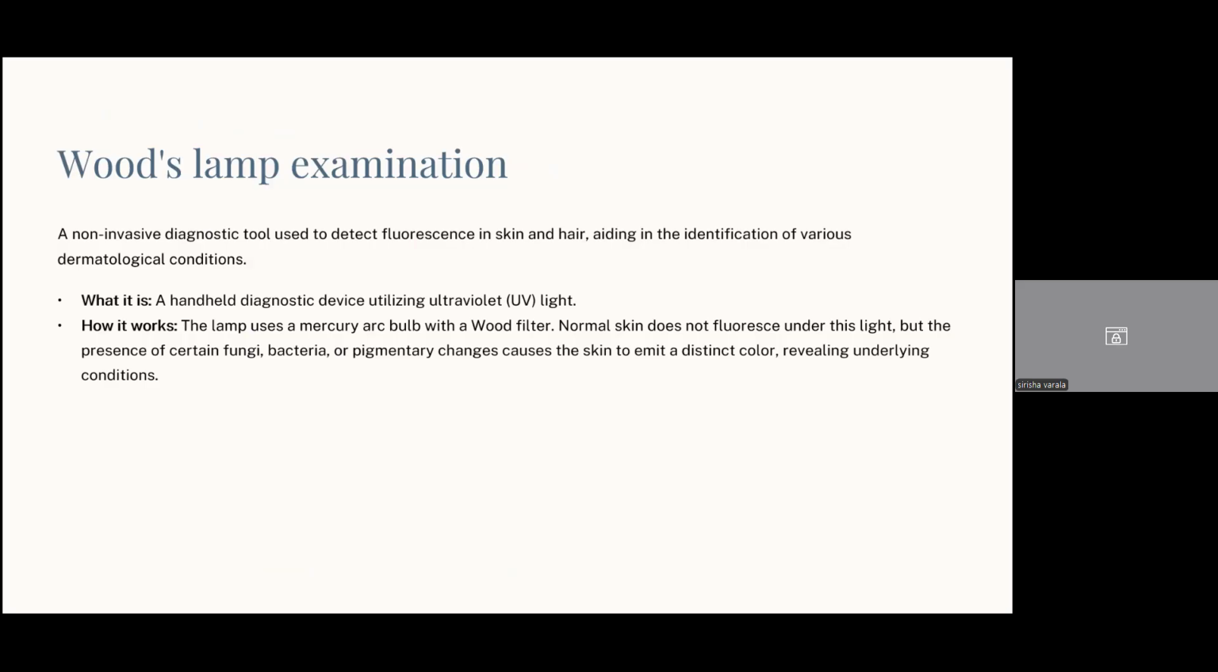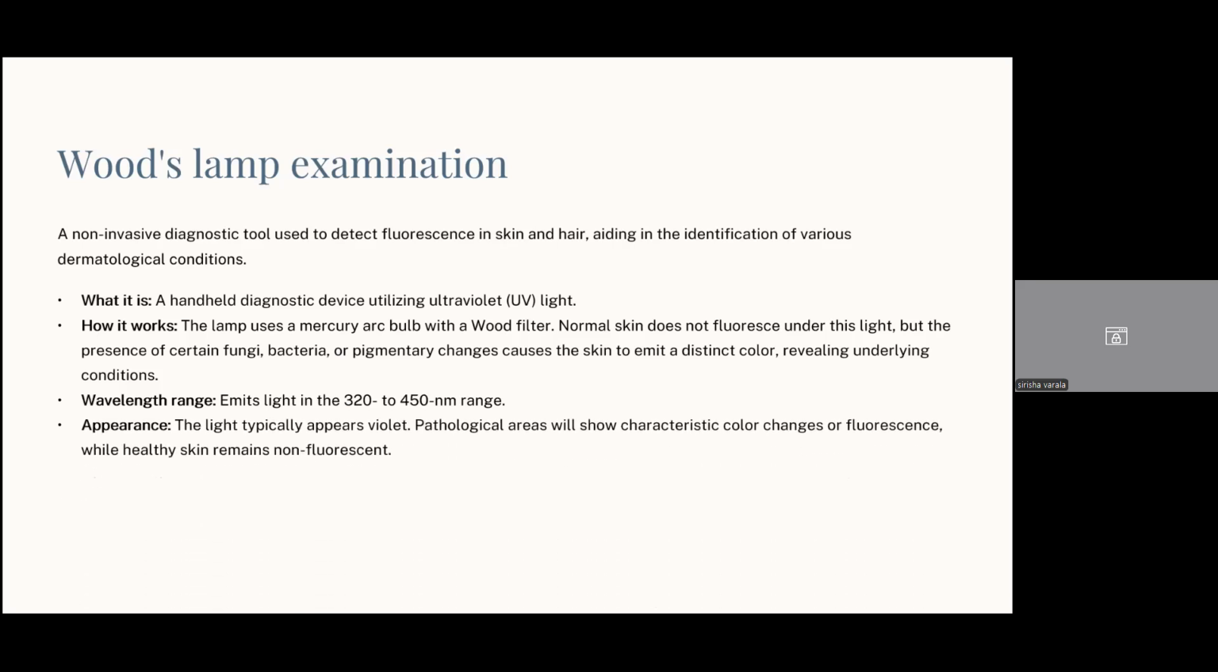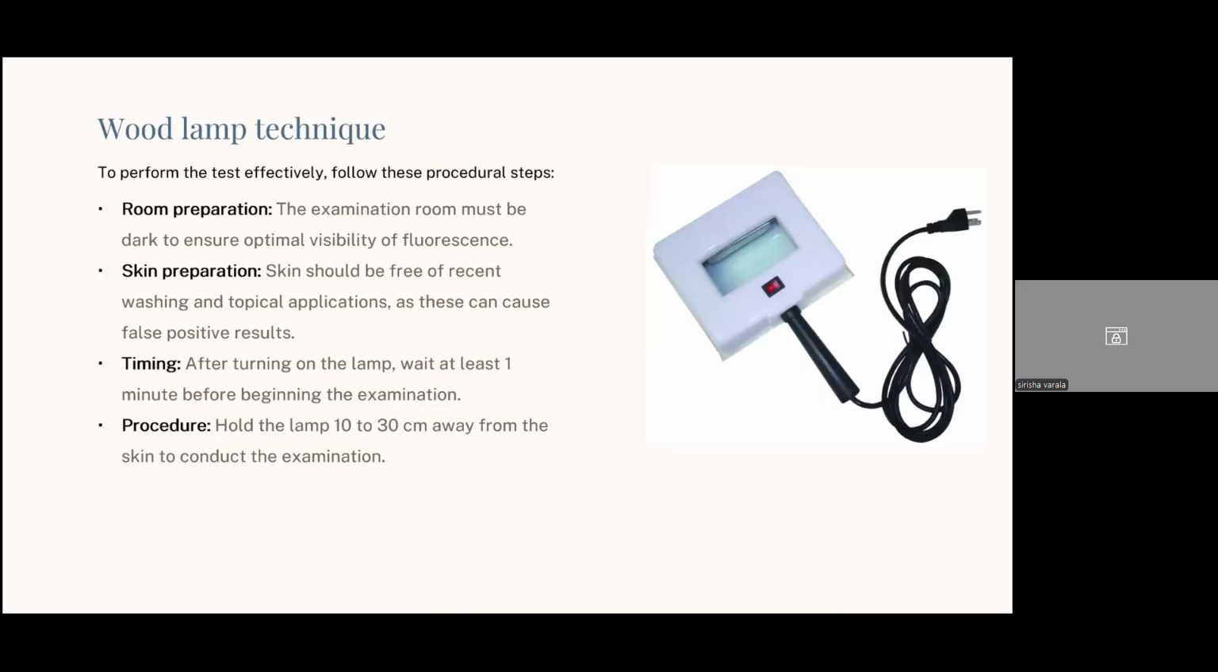Normally the normal skin will not fluoresce under this light. But if you have certain bacteria, fungi or some pigmentary changes, we get a distinct color. So the wavelength is in the range of 320 to 450 nanometers and the light appears violet. We use it basically to detect some specific fungal infections, certain bacterial infections, and in pigmentary skin disorders.